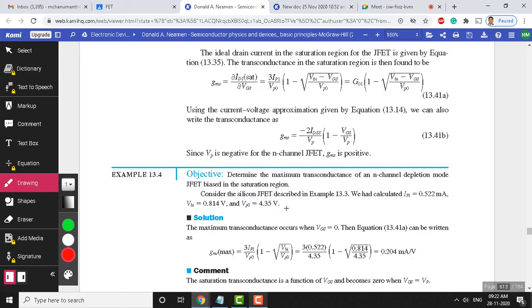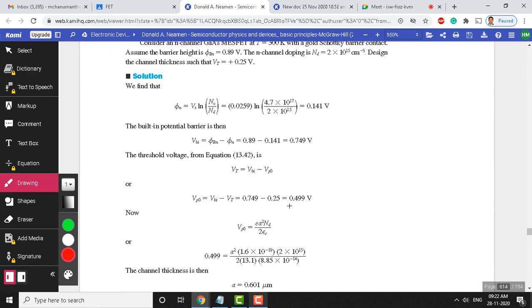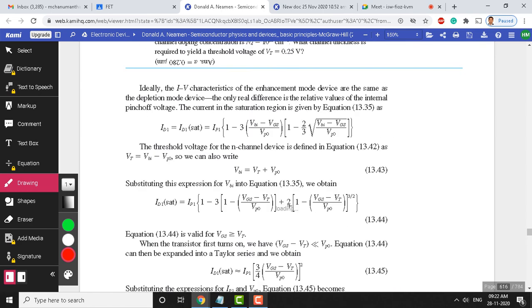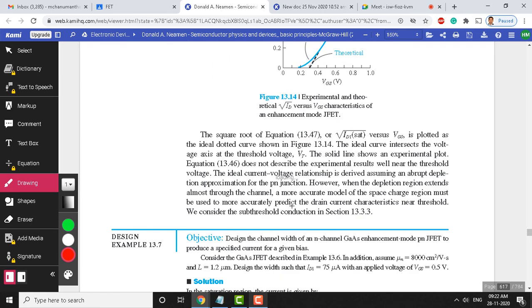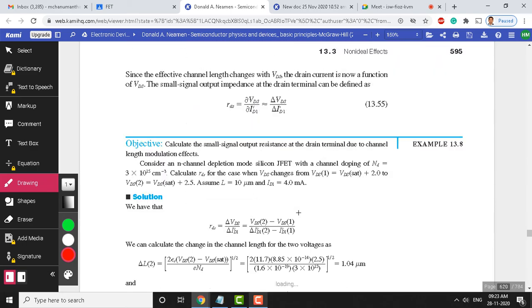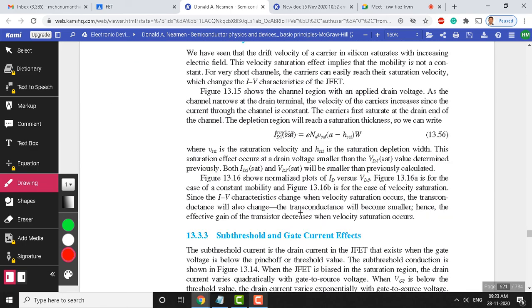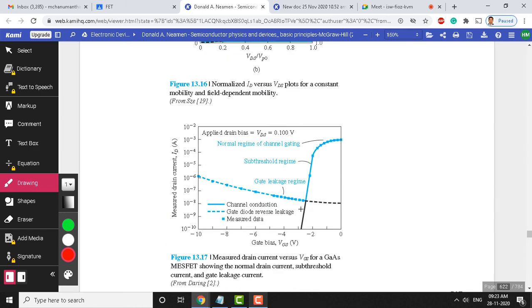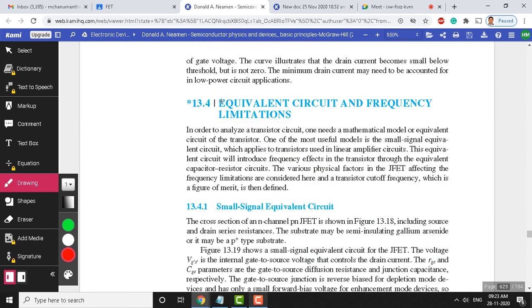These are things not important for your examination; you can study them on your own. What is important from the syllabus point of view is what I am focusing on. We don't study even non-ideal effects. This topic is there in our syllabus: equivalent circuits and frequency limitations. This we will take up in the next class.